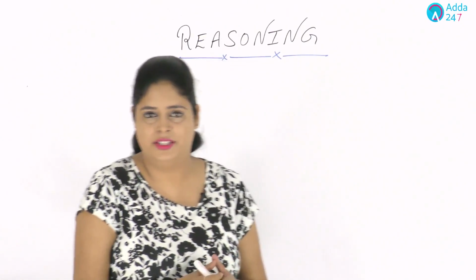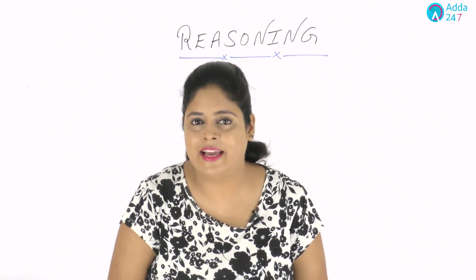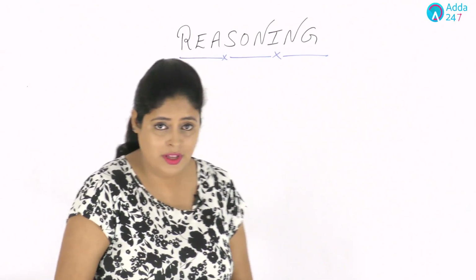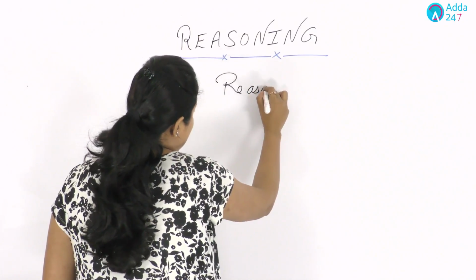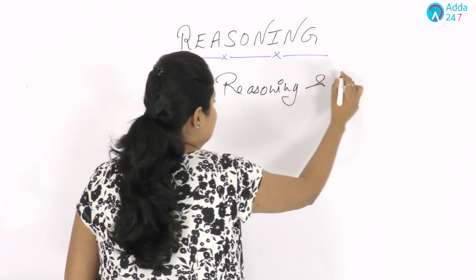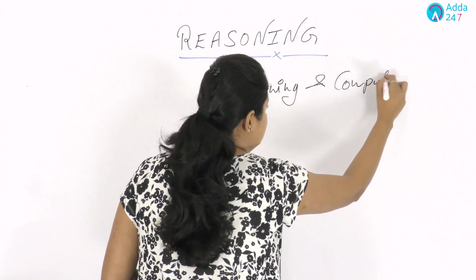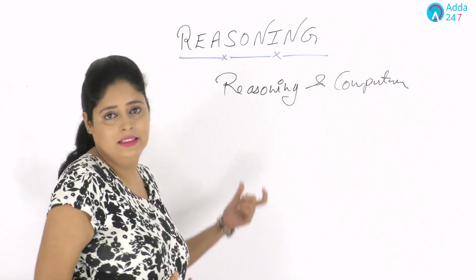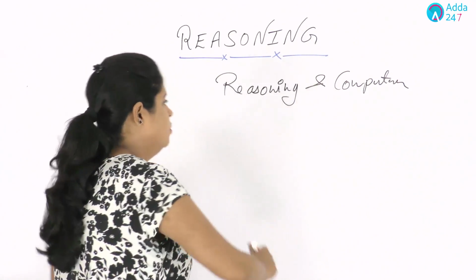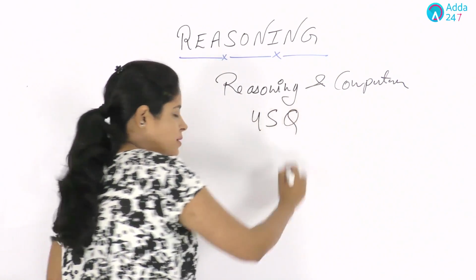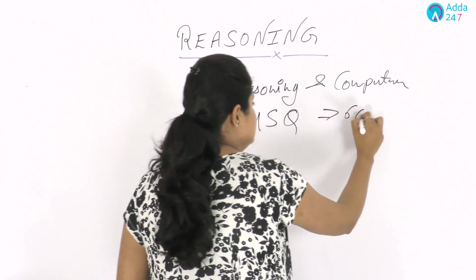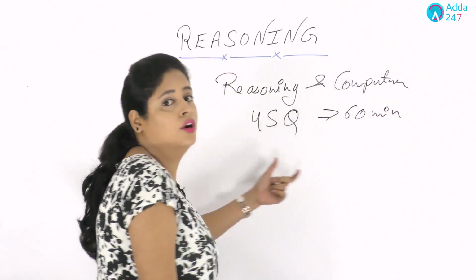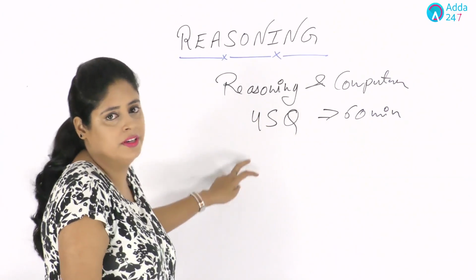Today in our reasoning session, we will discuss something regarding SBI PO mains. As we all know, the SBI PO mains exam is in the pipeline. The test section here is termed as reasoning and computer. Now there are 45 questions, and the allotted time for this section is 60 minutes, that is for 45 questions.